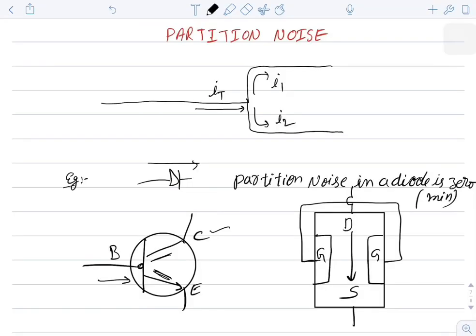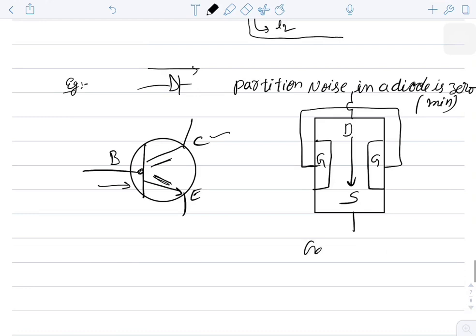In order to do that, devices like gallium arsenide field effect transistors are used. In a gallium arsenide field effect transistor, the gate current is minimized and it is almost negligible. As a result, the partition noise can be eliminated from your device. That's why in FETs noise is less when compared to BJT, that you have studied in your electronic devices and circuits.